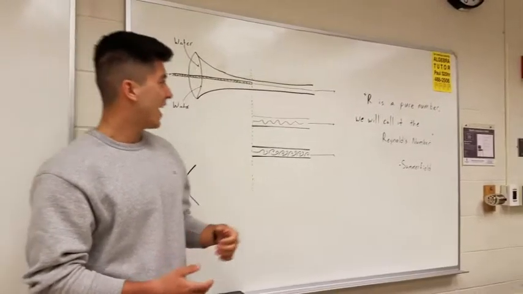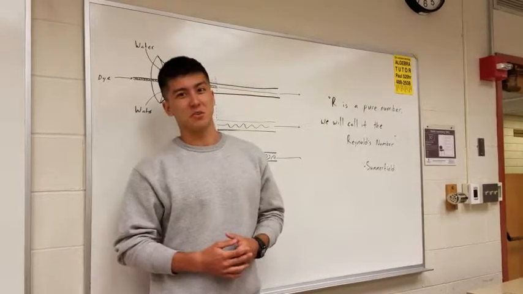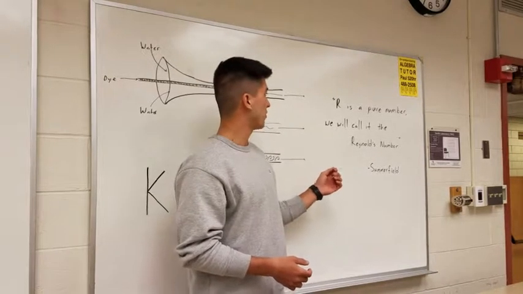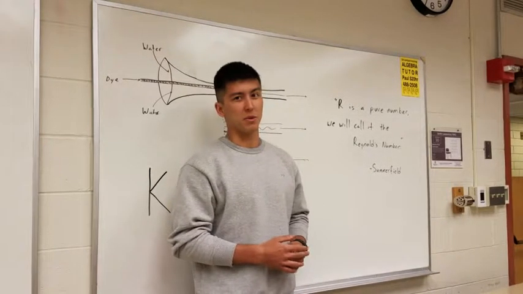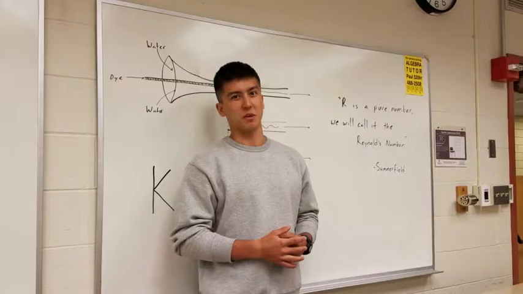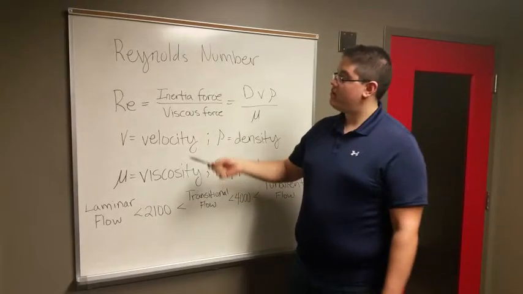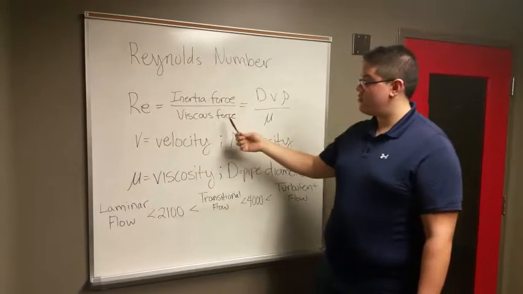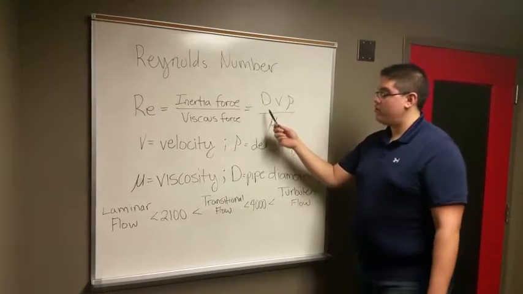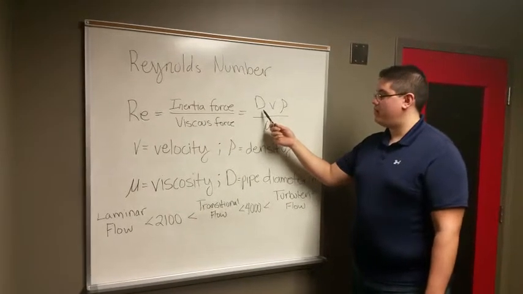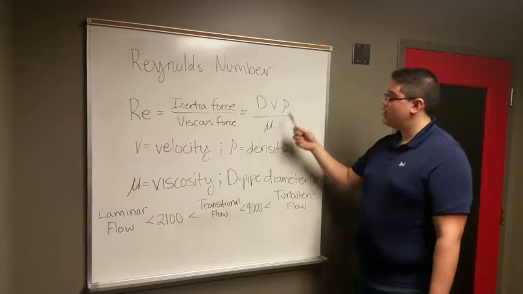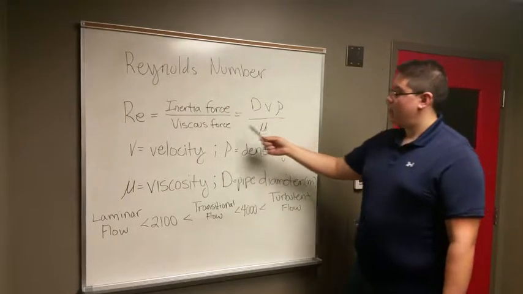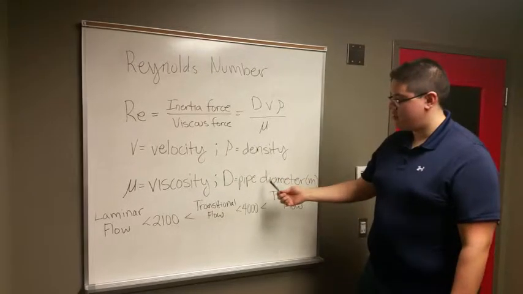It wasn't until 1908 that Arnold Sommerfeld quoted in his paper, "R is a pure number, we'll call it the Reynolds number," where he coined the term as we know it today. He described his number, the Reynolds number, to be the inertial force over the viscous force, which is equal to the diameter of the given pipe in meters times its average velocity times the density of the flow divided by its viscous force, as you can see here.